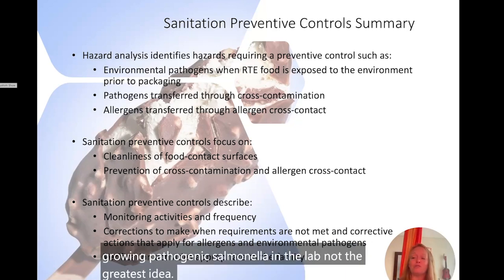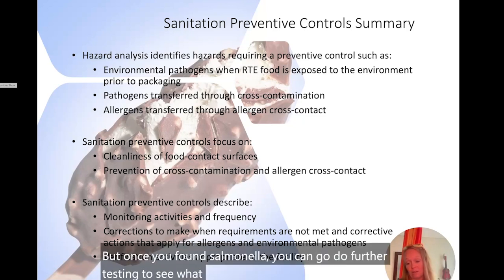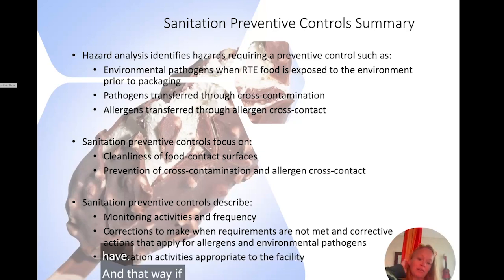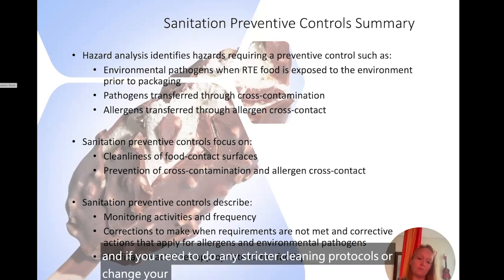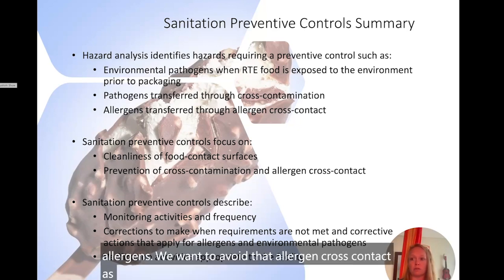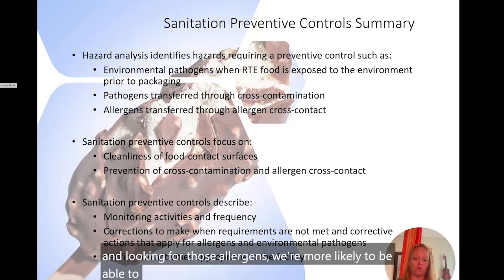But once you know you found Salmonella, you can do further testing to see what specific kind of Salmonella you have. That way you know if you're developing any problem areas and if you need to do stricter cleaning protocols or change your cleaning protocols. The other part is for allergens. We want to avoid allergen cross-contact as much as possible, and if we're actively swabbing and looking for those allergens, we're more likely to be able to prevent issues before they become a problem for the public.